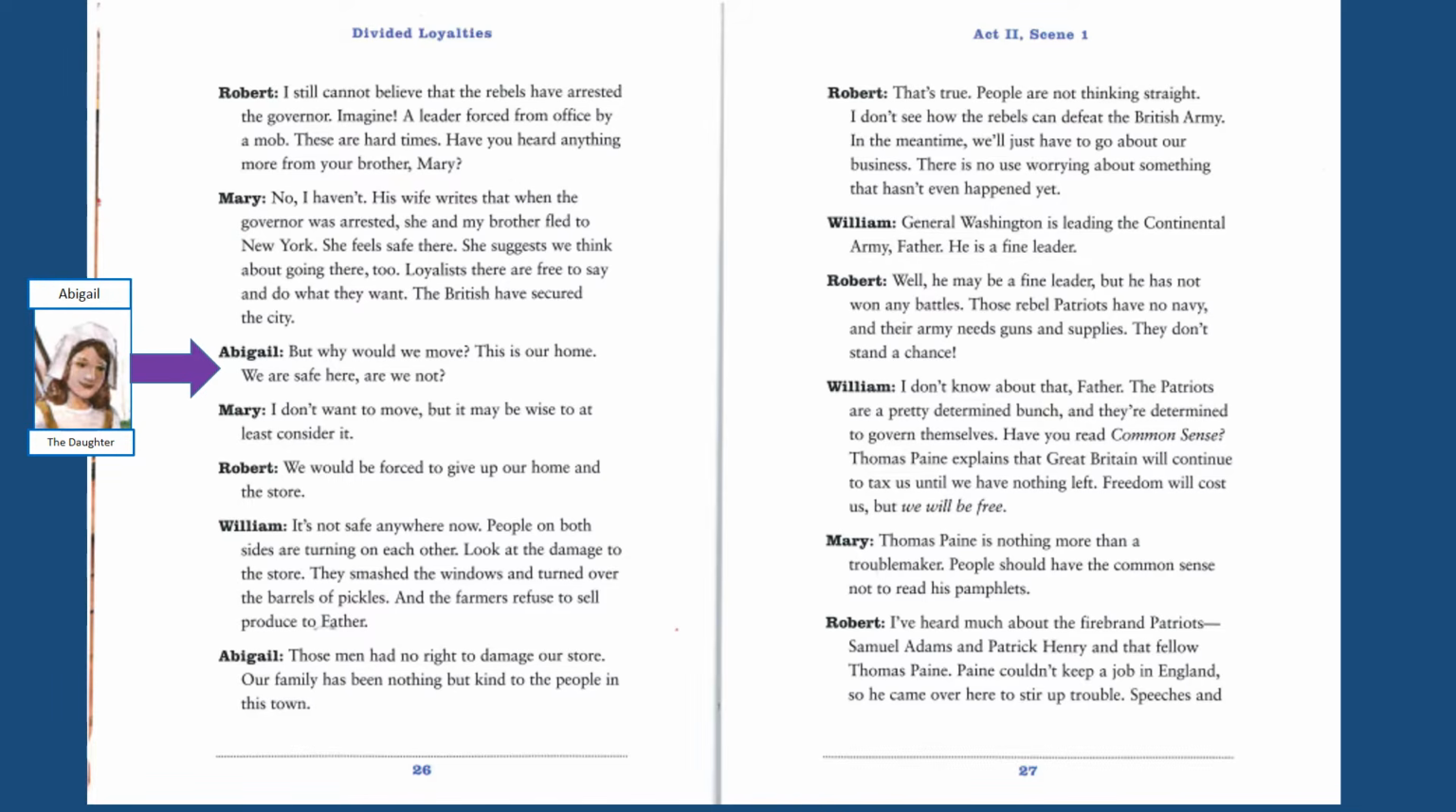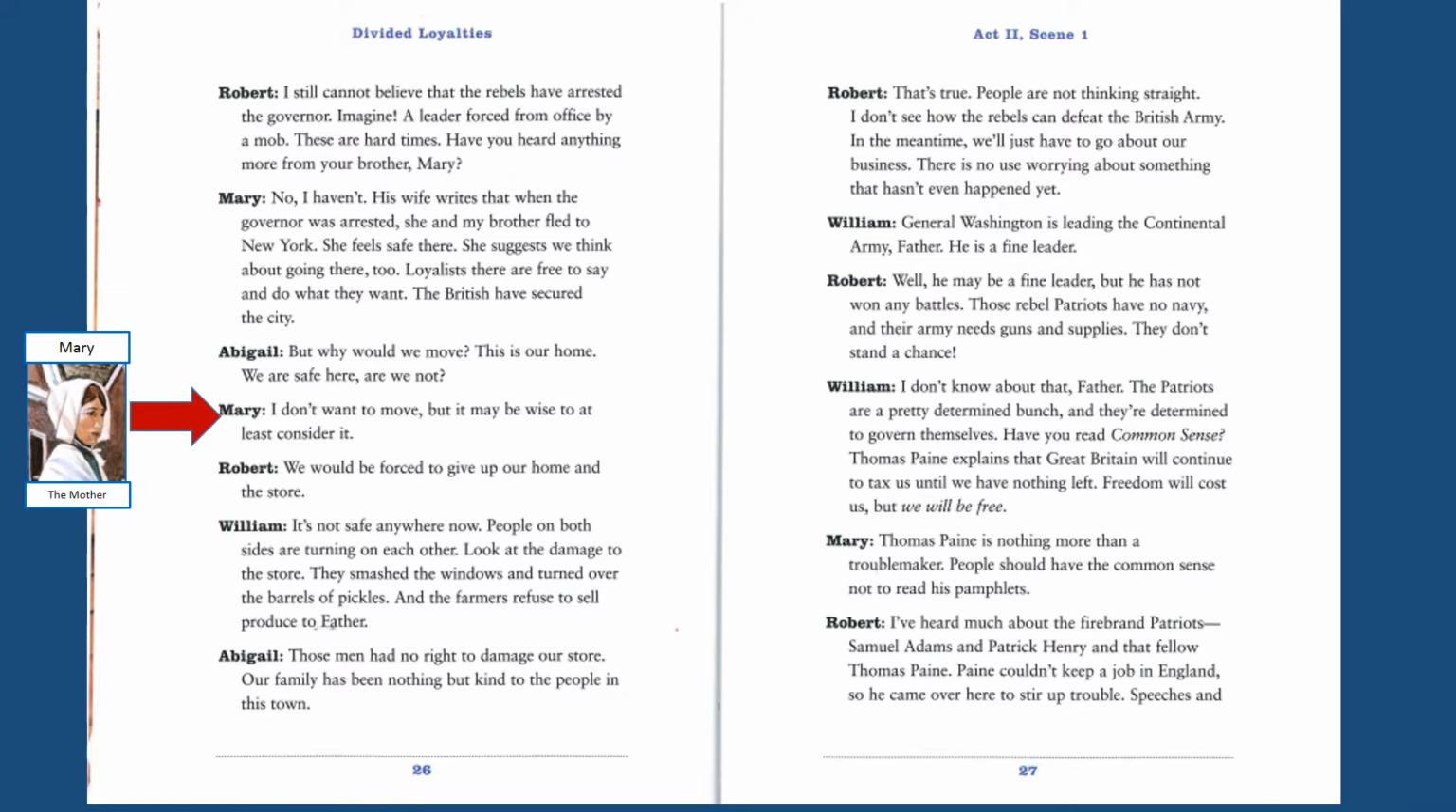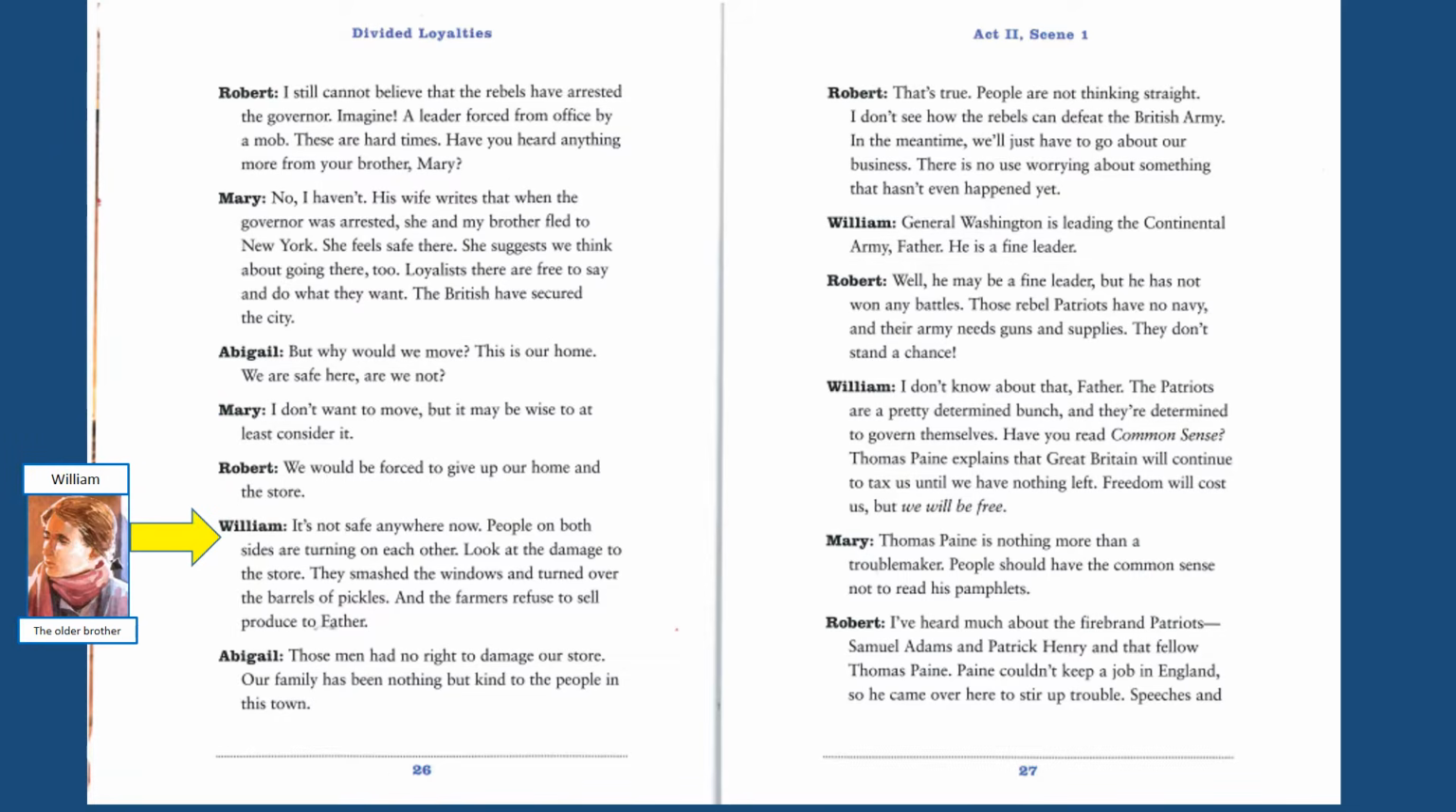But why would we move? This is our home. We're safe here, are we not? I don't want to move, but it may be wise to at least consider it. We would be forced to give up our home and the store. It's not safe anywhere. People on both sides are turning on each other. Look at the damage to the store. They smash the windows and turn over the barrels of pickles, and the farmers refuse to sell produce to Father.